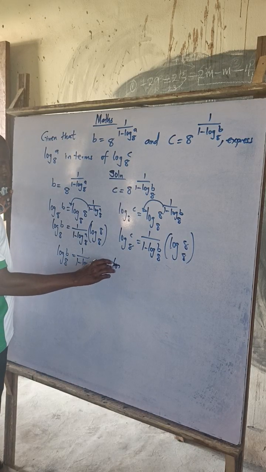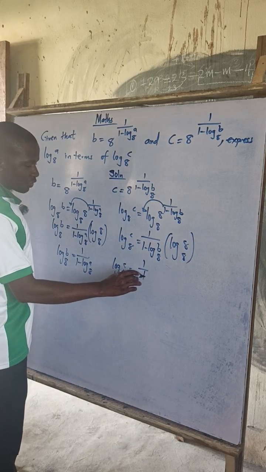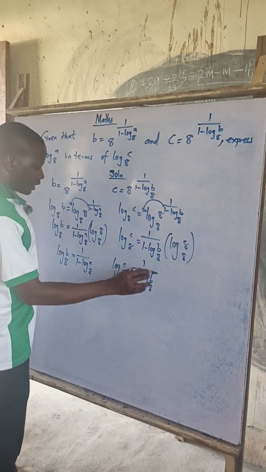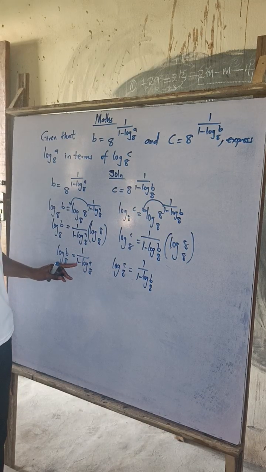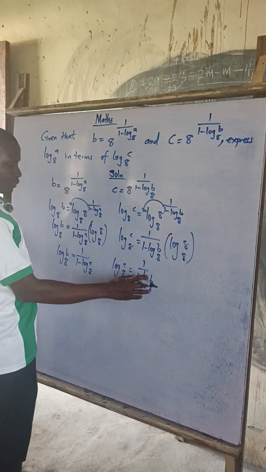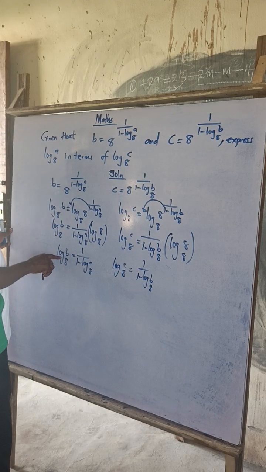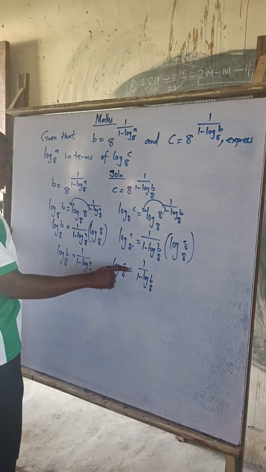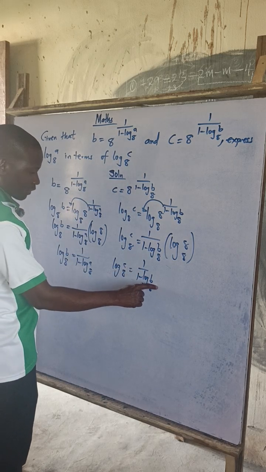And here also we have log c to base 8 equals 1 over 1 minus log b to base 8. Now when you look at these equations, we can see that log b to base 8 is common. What we are going to do is make log b to base 8 the subject of the formula here, so that we can then equate the two expressions together.